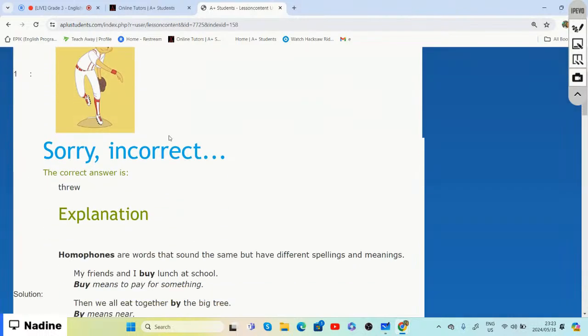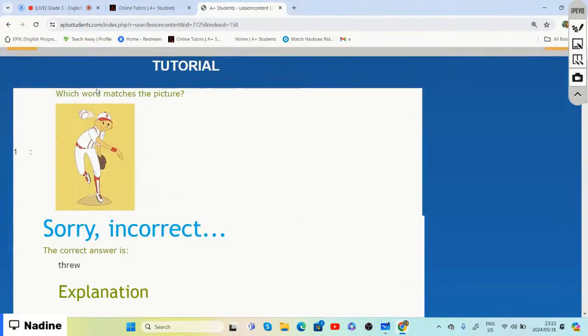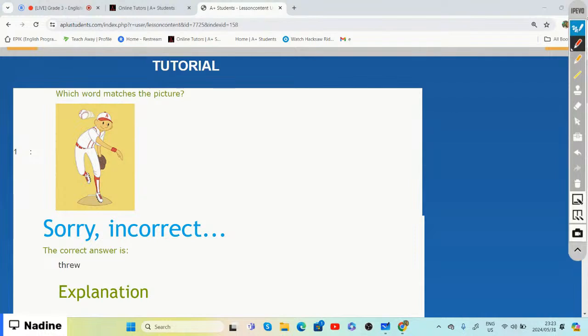All right, so now look at this picture, right? Look at this picture. We can say the ball. So what is he doing over here?